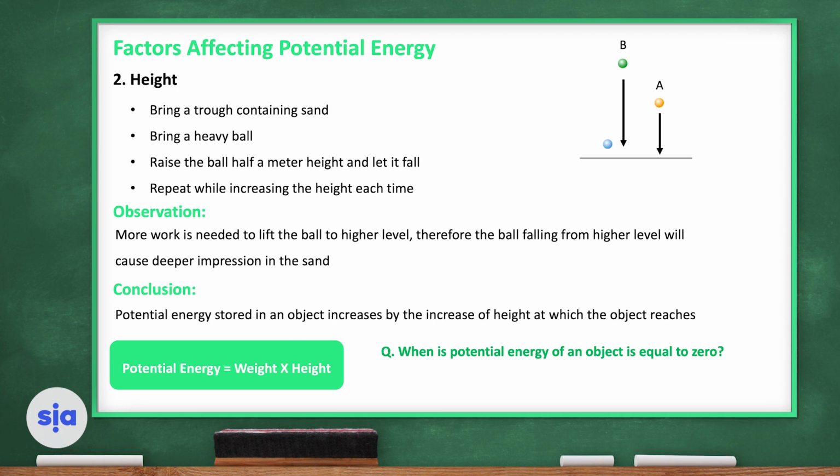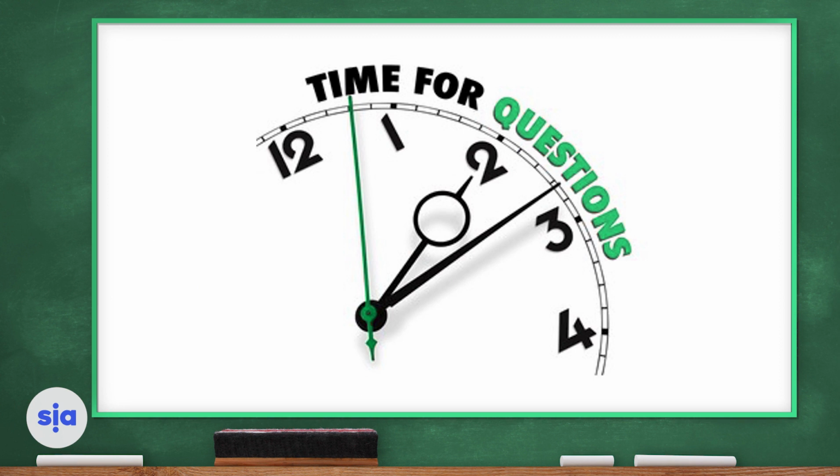So can you predict when potential energy is equal to 0? This is when the object is placed on the surface of Earth. So there is no weight, there is no gravity, and there is no height. Potential energy is then equal to 0. Time for questions.